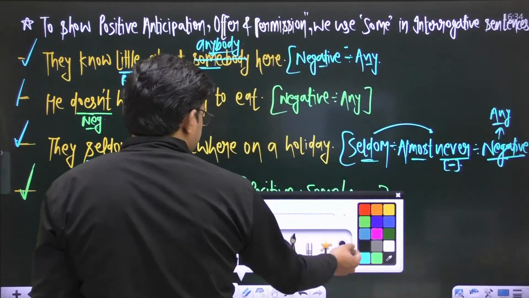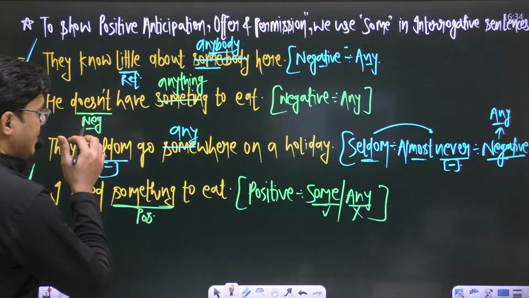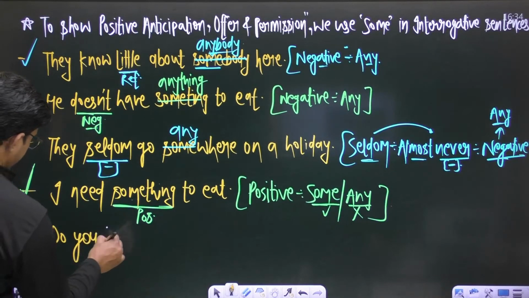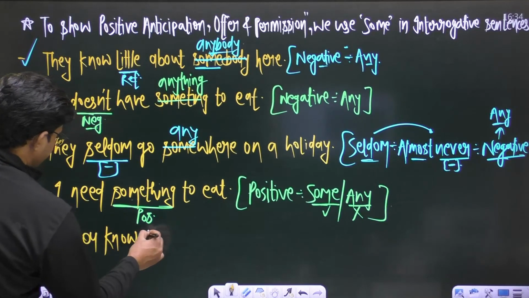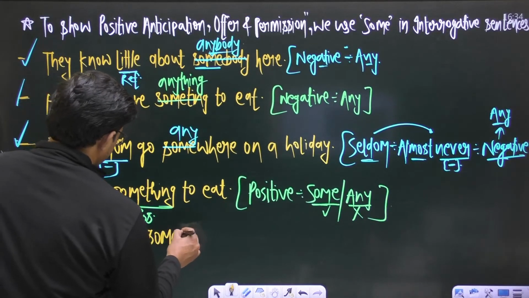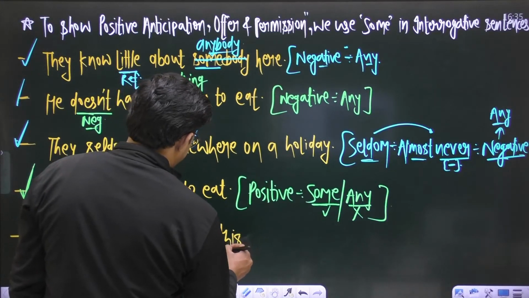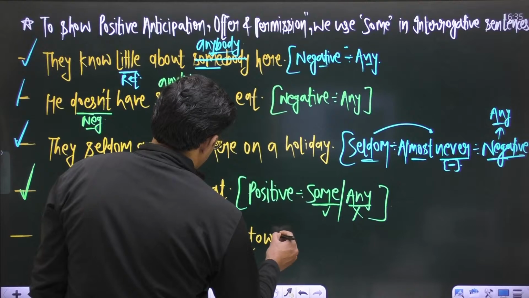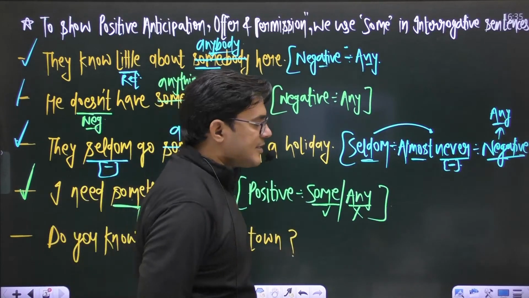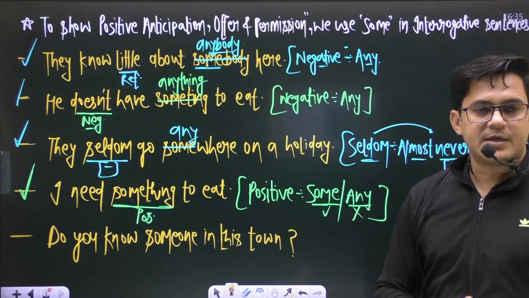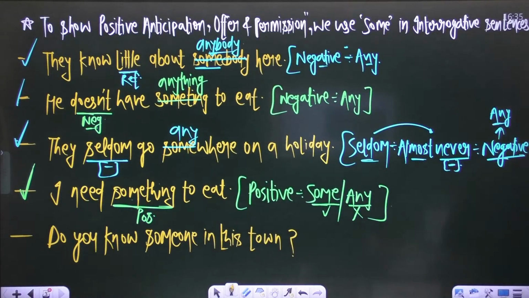Okay, next sentence: do you know someone in this town? Do you know someone in this town? Yes, it is right to say. Next sentence is, do you know someone in this town?